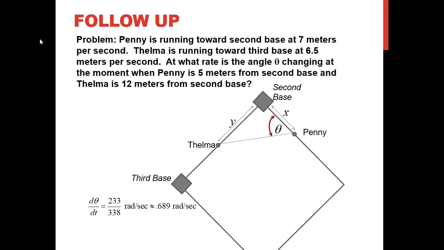So if you were able to get 233 over 338, good for you. Notice this is a positive rate of change, so that angle between second base and Thelma, where there's a vertex at Penny, that angle theta is increasing at this moment in time.